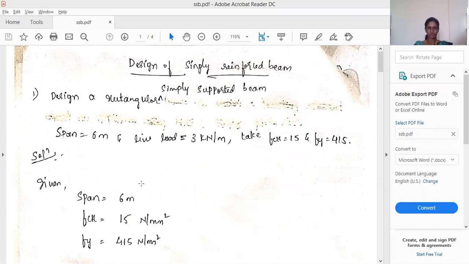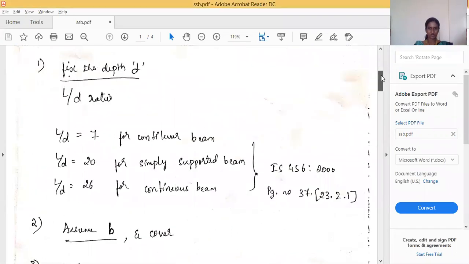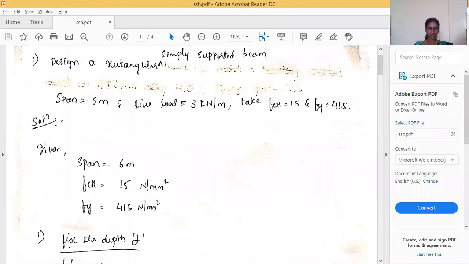So whenever the problem is given, you have to write down the given data first. So what is the given data here? Span is given, so you can call it as L, 6 meter, and FCK is 50 Newton per millimeter square and Fy is equals to 450 Newton per mm square. So first we'll see the steps to be followed before executing it in the Excel.